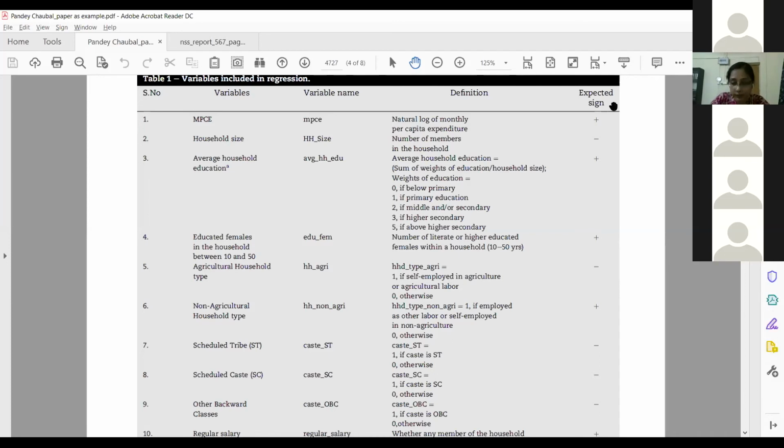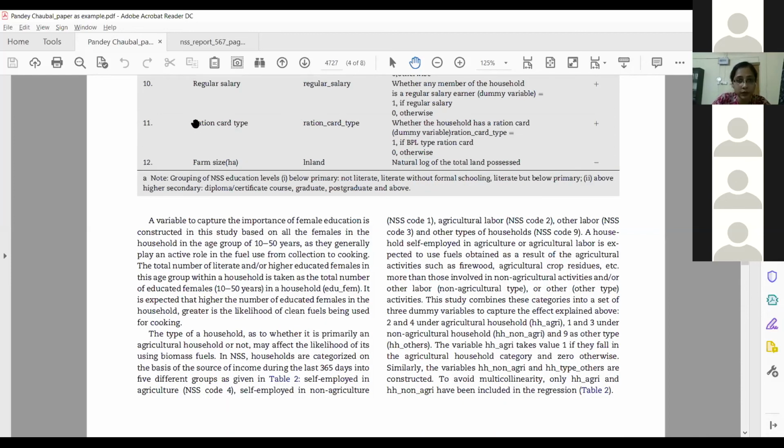Okay, doesn't mean you want it to tell you that. You could very well have different results, and the ration card one is the one I'm going to highlight because we did end up getting different results for it. So what we had expected was that if you didn't have a BPL ration card, you would end up using a cleaner fuel. However, that was not the case.